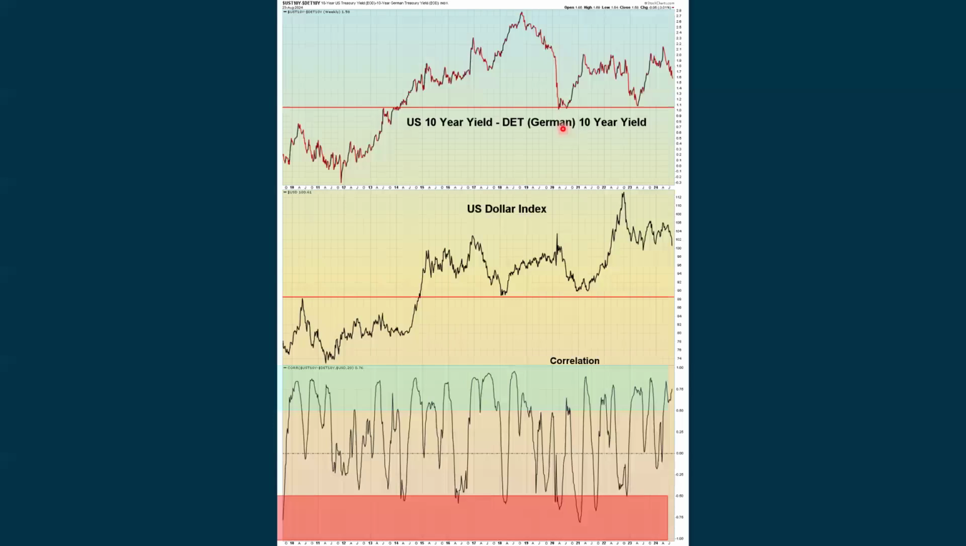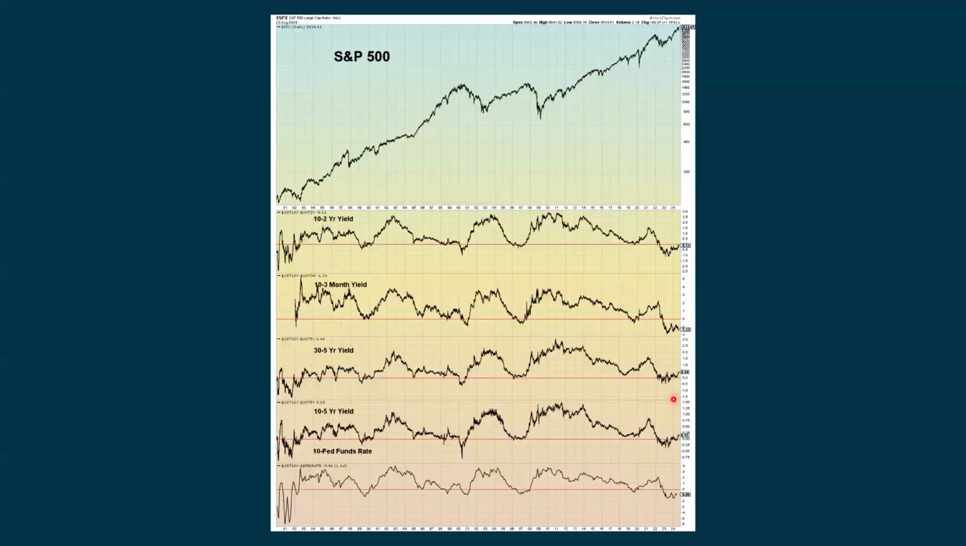Now, US rates are higher than German rates. That's why we get a result that is above zero. And it's been coming down as the dollar's been coming down. And so this correlation has actually been getting a little bit stronger. We're keeping an eye on the yield curve.